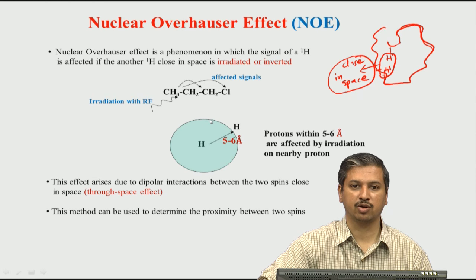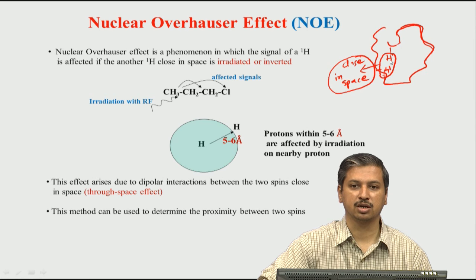So, you see, if you have any hydrogen within this radius of a sphere or a circle, anything within 5 to 6 angstroms is affected, which means that if I can find out which other hydrogen is affected when I irradiate one hydrogen, then I get the information between those two, because they should be within 5 to 6 angstroms. Therefore, the information on the proximity of two hydrogens can now be obtained using this method of NOE. That is why NOE is a very powerful method in NMR, because it gives you the distance information between two hydrogen atoms, which you will not get by any other approach.